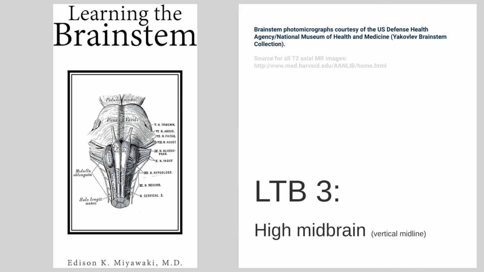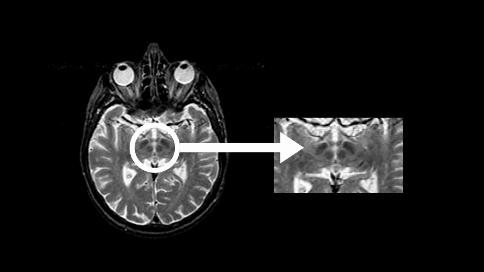In this video and the next, LTB 3 and 4, we continue the discussion from LTB 2, in which we talked about a very high section of midbrain in the neighbourhood of the diencephalon. The circled area, which is enlarged in the right image, is the image of high midbrain that we saw in LTB 2. It is time for a close look roughly at this axial level. In this video, we will concentrate on pertinent structures along the vertical midline, passing from ventral to dorsal.